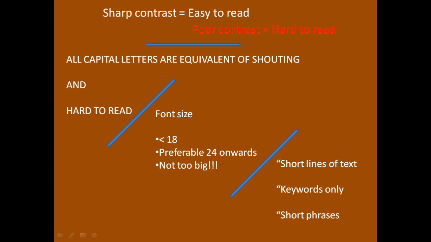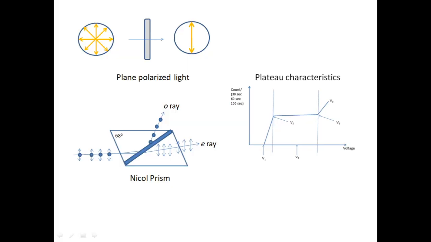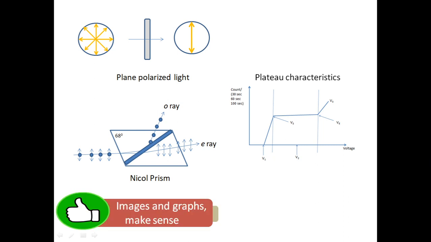So in all, avoiding capital letters, having proper contrast, having proper font size, having short lines of text, having only keywords and short phrases, they make sense. So let's look at this slide. What do we see? Nicely drawn, moderately colored, labeled sketches and a graph. Simple, easy to understand, minimum text and a lot to discuss. So images and graphs, they really help the audience to connect with the content, and it makes space for the speaker to discuss a lot.